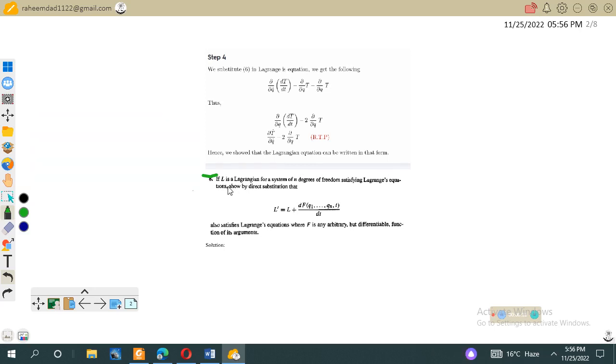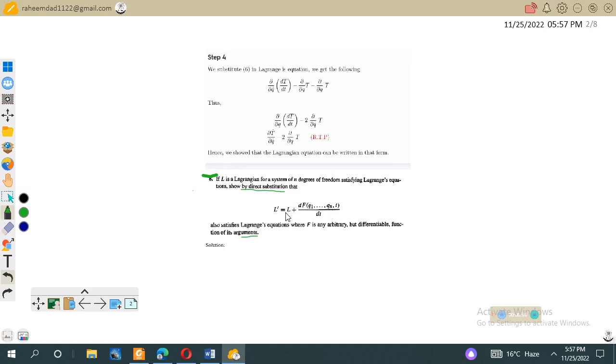The question says that if L is a Lagrangian for a system of n degrees of freedom satisfying Lagrange equations, show by direct substitution that L prime is equal to L plus df over dt, with f a function of q1 to qn and t, also satisfies the Lagrange equations, where f is any arbitrary but differentiable function of its arguments. It means this df over dt is an additional factor.